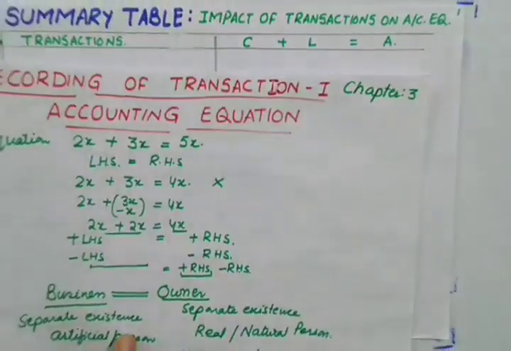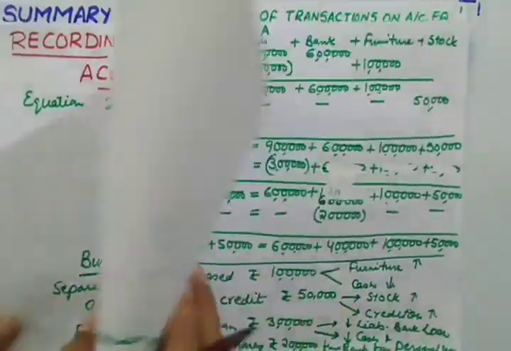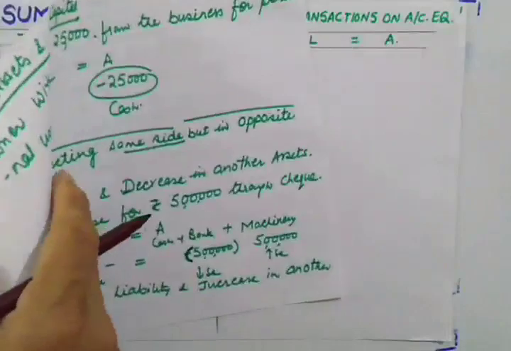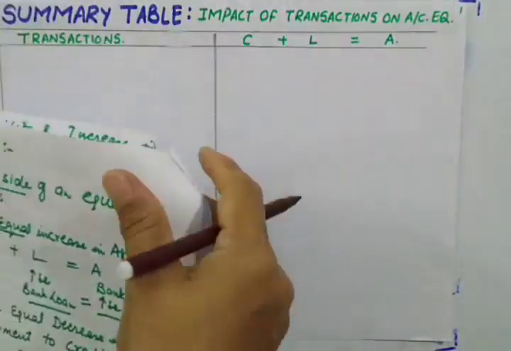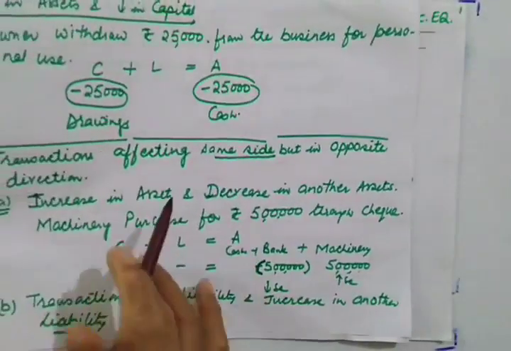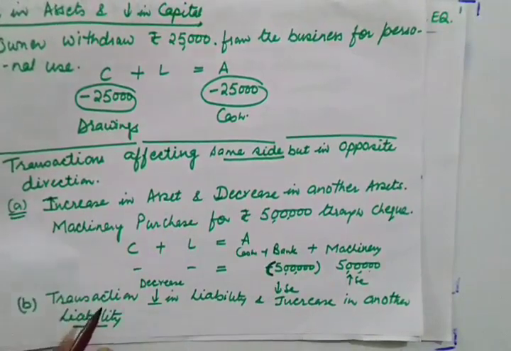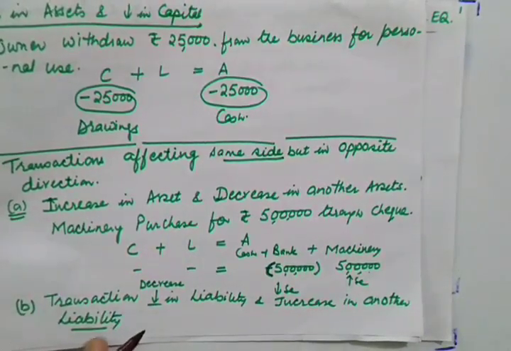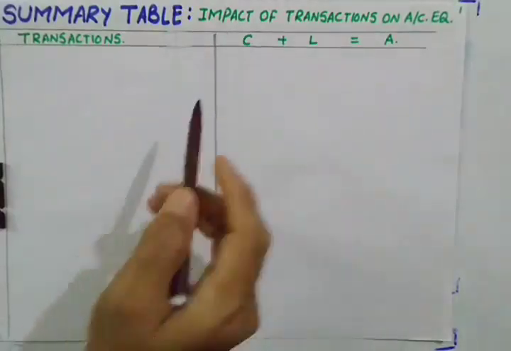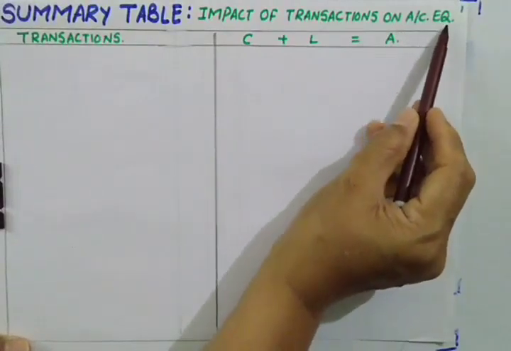Hello students, in the previous lecture I told you how to record a transaction through the accounting equation. We did various transactions, and we have already done two varieties: transactions affecting the opposite side of an equation as well as transactions affecting the same side in opposite direction. I hope you are learning through this video. Today I will be providing you the summary table of the impact of various transactions on the accounting equation.